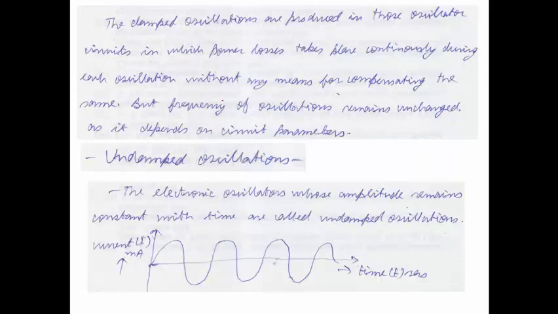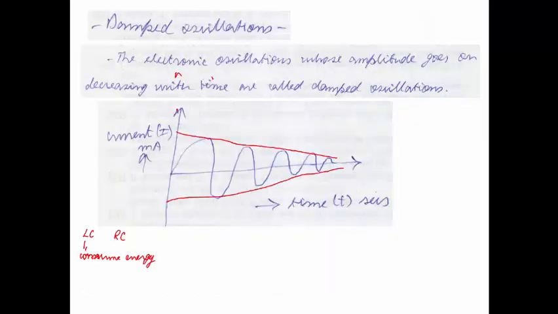Therefore, these are oscillators where we do not have any mechanism to compensate for the loss incurred while oscillating. Those kinds of oscillations are known as damped oscillations, but the frequency of oscillations remains unchanged as it depends on the circuit parameters. The frequency of the oscillation is always pre-decided as per the type of oscillator. For example, for an LC oscillator, 1 upon 2 pi under root LC is the frequency of oscillations which gets produced.